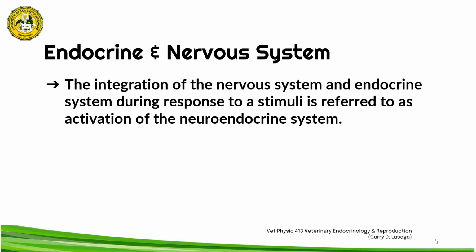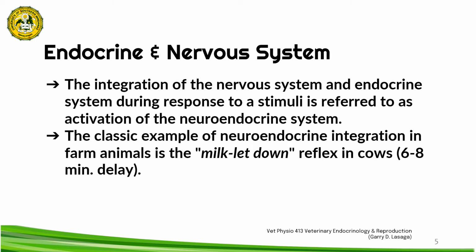The integration of the nervous system and the endocrine system during response to a stimulus is referred to as the activation of the neuroendocrine system. The classic example of neuroendocrine integration in farm animals is the milk letdown reflex in cows, which has a 6 to 8 minute delay.